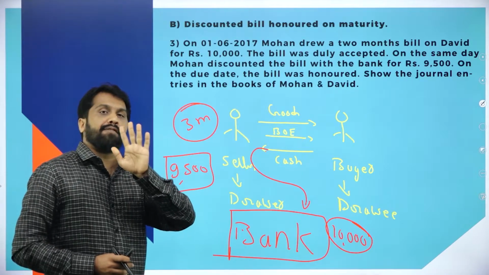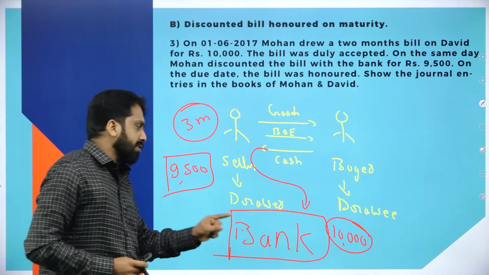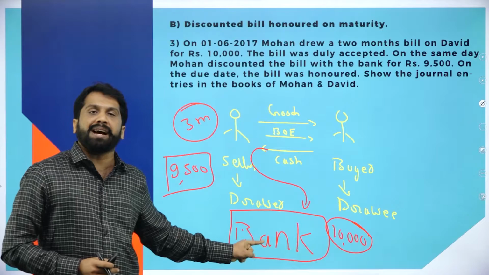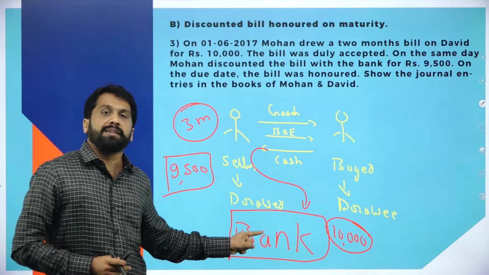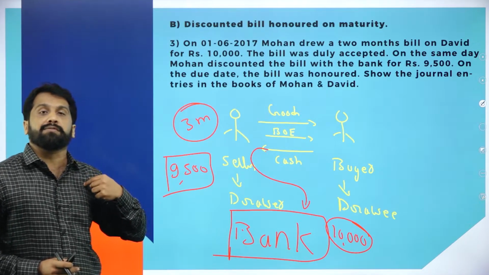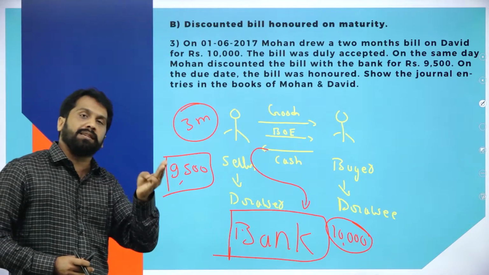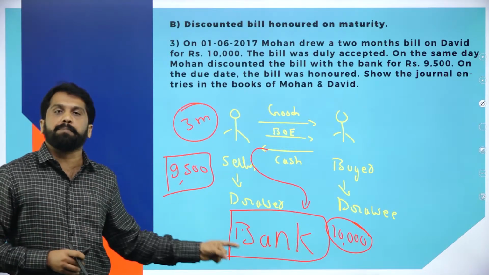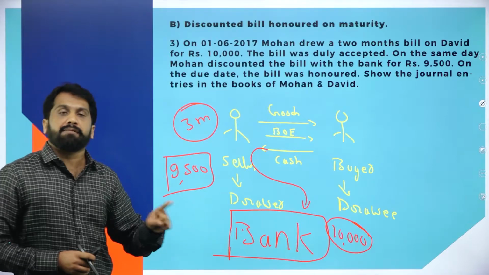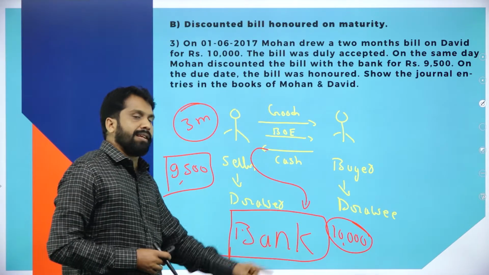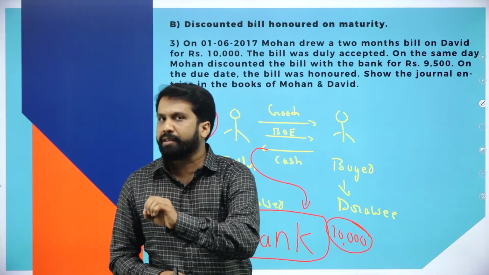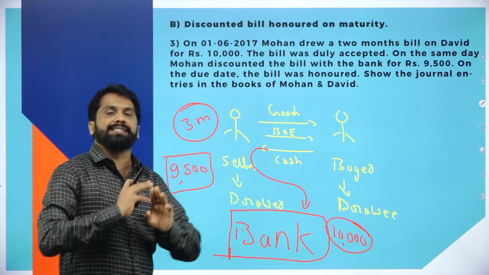10,000. That 500 is the income to the bank. Why will the bank get 500? Because they have paid me 9,500, and 3 months later they will receive 10,000. Today itself, they are paying me 9,500. For that reason, the bank will get 500. Hope you are clear with this small example.